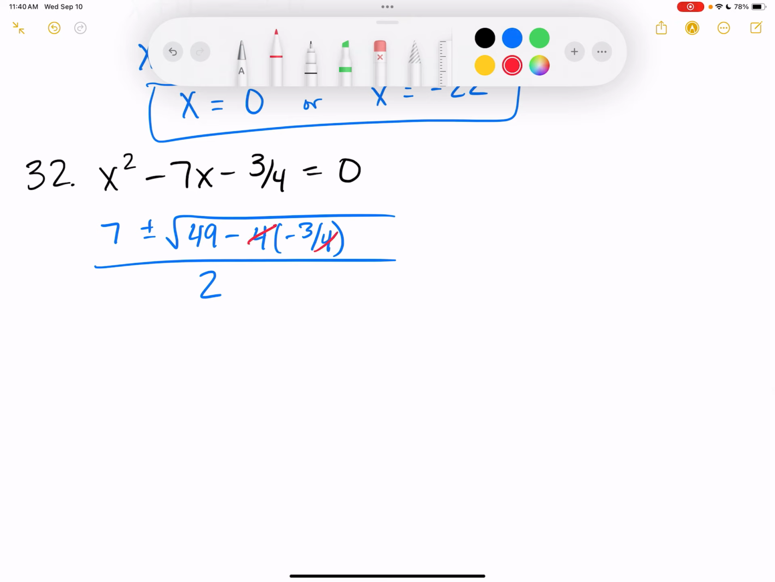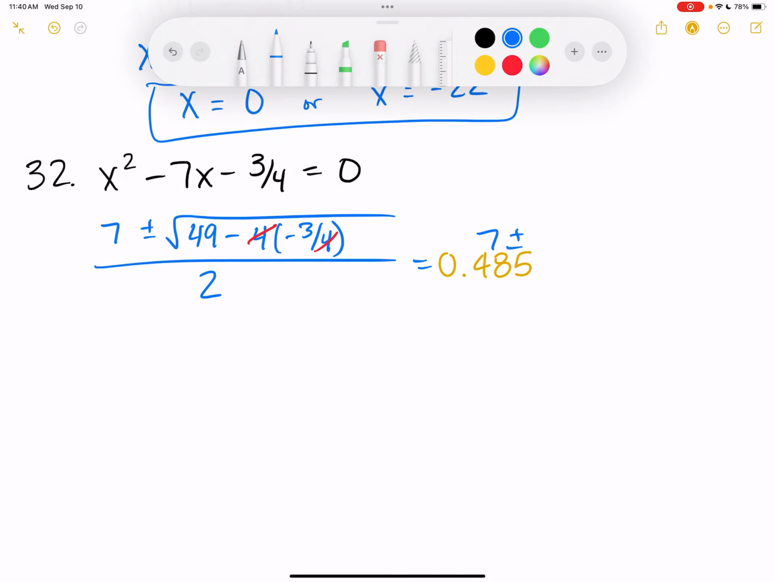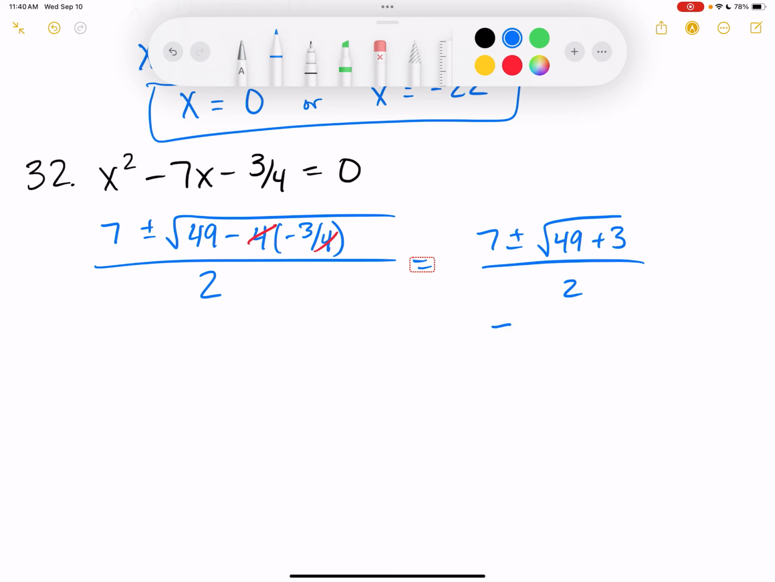All right. Fours cancel, so that's nice, which is why I said we should use the quadratic formula. So then I've got 7 plus or minus the square root of 49 plus 3, over 2. Stop trying to solve it. 7 plus or minus the square root of 52 over 2.